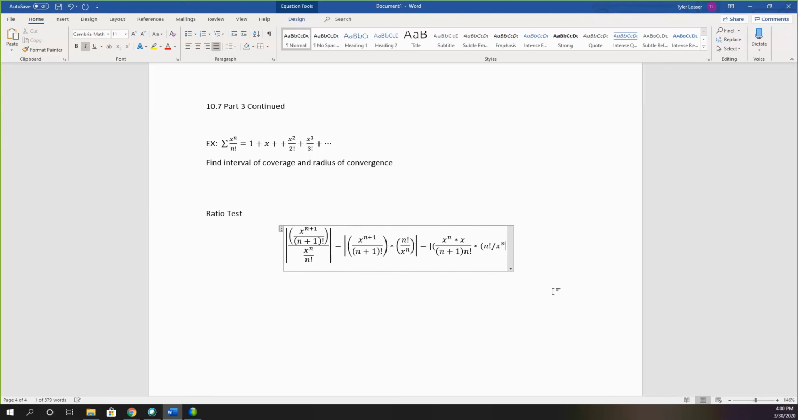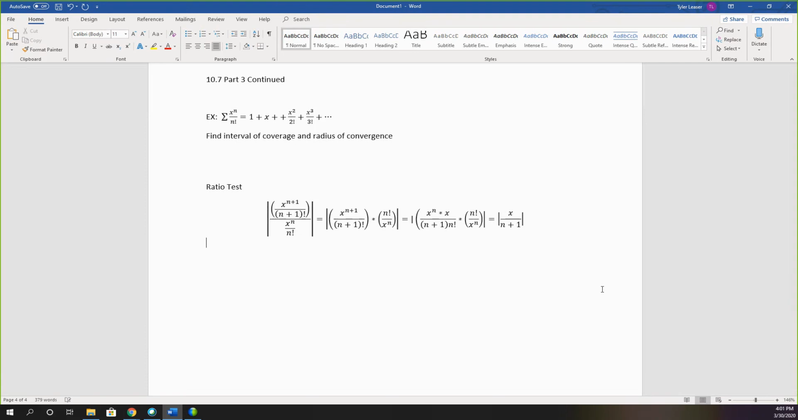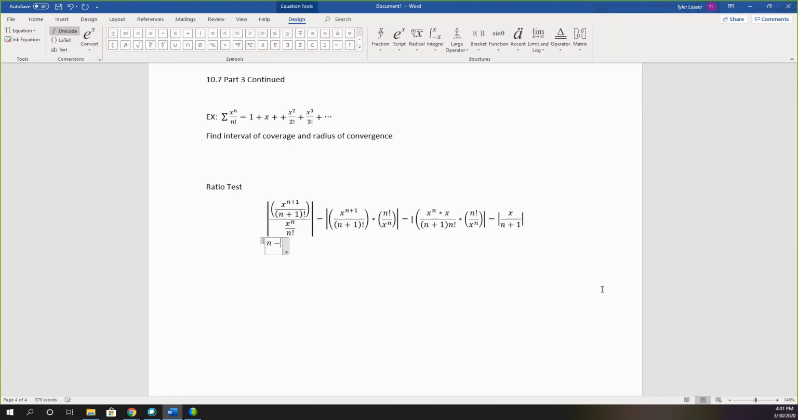And then you should see a lot of stuff cancel out here. So I have an x to the n on top and an x to the n on bottom. These two things just cancel out. And then we have the n factorial top and bottom that cancel out as well. So x to the n cancel, n factorial cancel. And then we're left with, we still have the absolute value because we don't know if this x is positive or negative. We have to keep the absolute value going the whole time. We're just going to end up with an x on top and then an n plus 1 in the bottom. Okay. Don't forget that we're supposed to be taking the limit as n goes to infinity of all of this stuff.